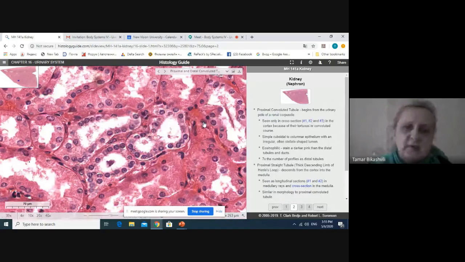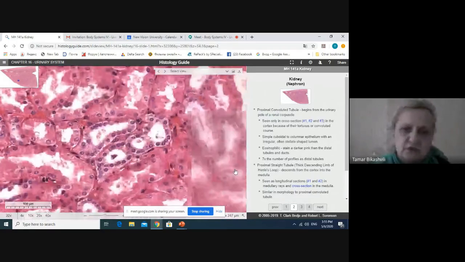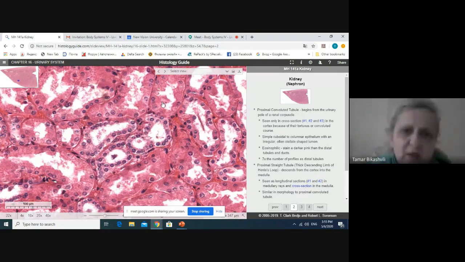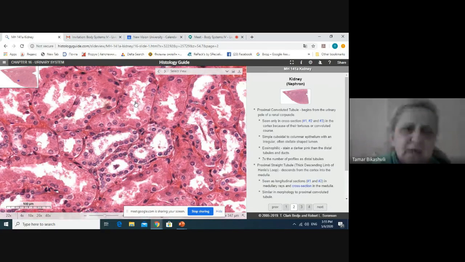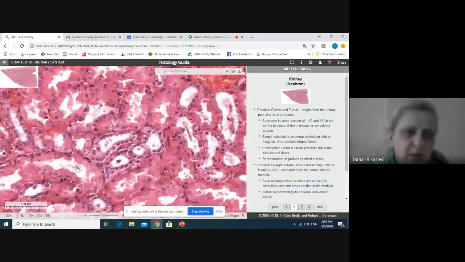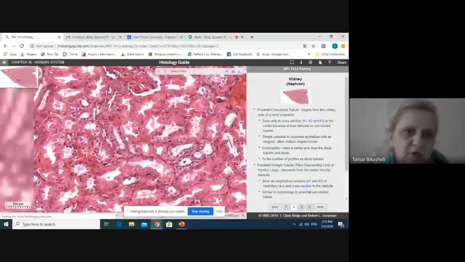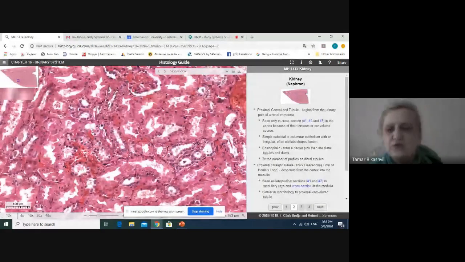And we can compare the proximal and distal convoluted tubules. Proximal convoluted tubules have a more narrow lumen, and this lumen is filled with some substances. And distal convoluted tubules have a more empty lumen. For example, distal convoluted tubules have a more empty lumen compared to the proximal convoluted tubules.